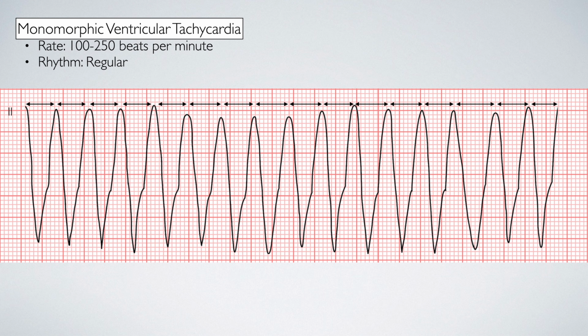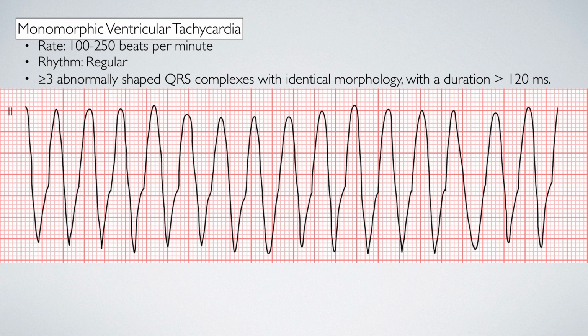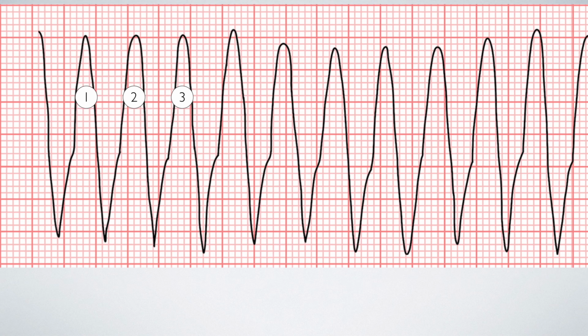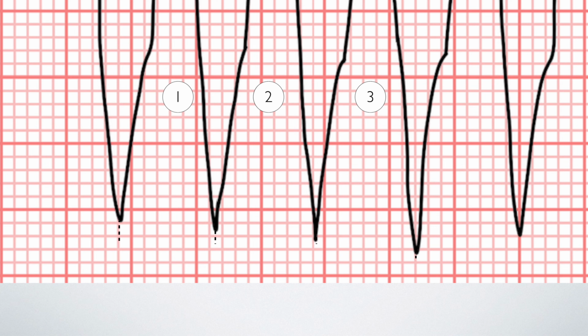The rhythm is regular, and there must be 3 or more abnormally shaped QRS complexes that have identical morphology. Small variance in appearance is allowed, but they should be generally the same height and shape. The complexes should all have a duration that is equal to or greater than 120 milliseconds, which is 3 small squares wide. If we select these 3 complexes, you can see that they all have a similar shape and size, and if we zoom in, you can see that their duration is around 7 small squares each.